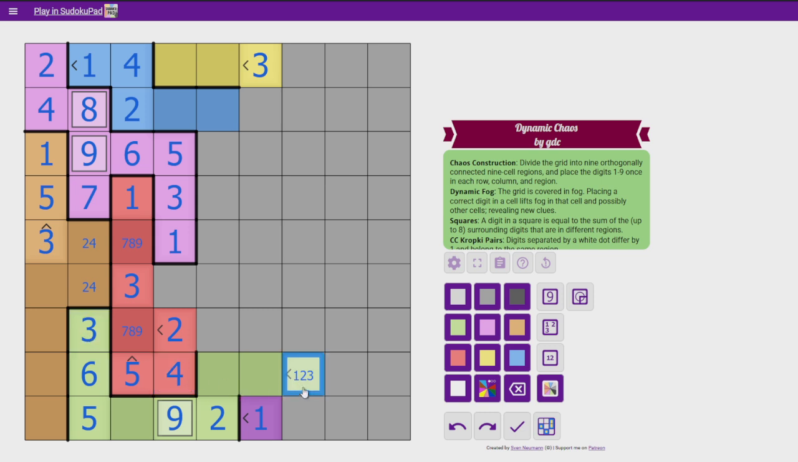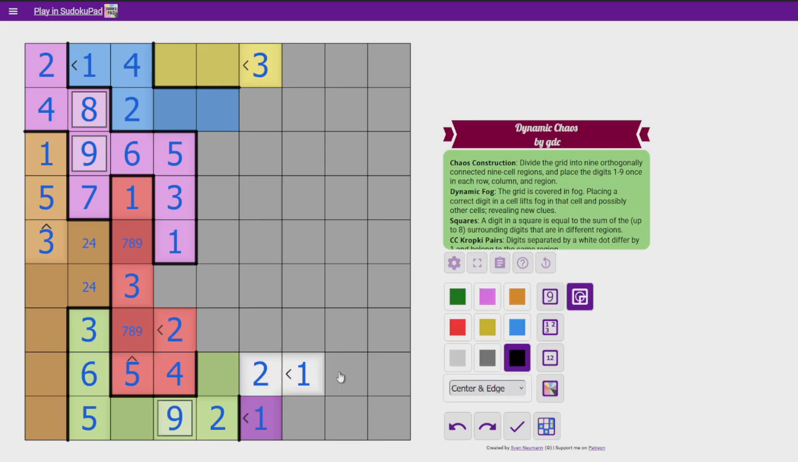1, 2... Oh, this can't be a 3, actually, because that is already a 3 in that region. So this can't be a 3. This is a 1 or 2 now. Which means either this is a 2... Oh, that can't be a 3, because there's already a 3 there. So this is a 1. This is a 2. They are in separate regions, but I actually don't know what those regions are. This might be purple. This might be green. This might be a completely different color. I don't know.